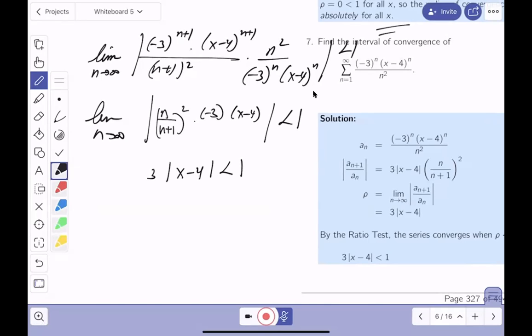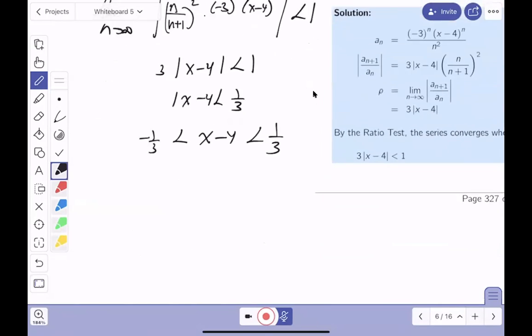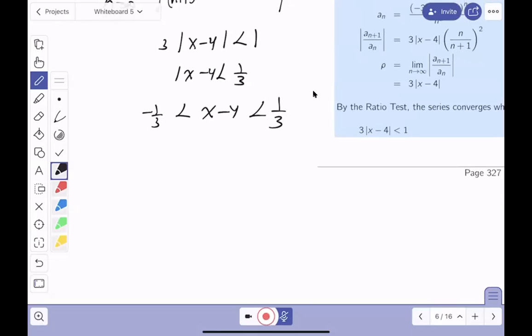All right, that's not so bad. Let's keep going. And I'm going to divide through by 3. And this would be minus 1/3 x minus 4 1/3. And then I would add 4 to all sides. So you get 4 minus 1/3. I'll simplify that later. And 4 plus 1/3.